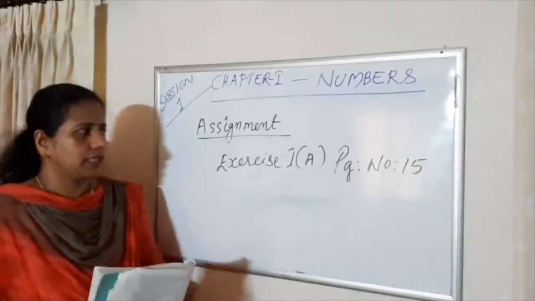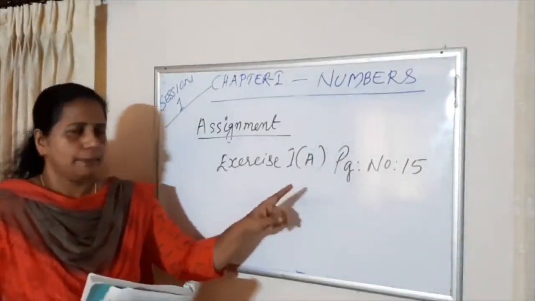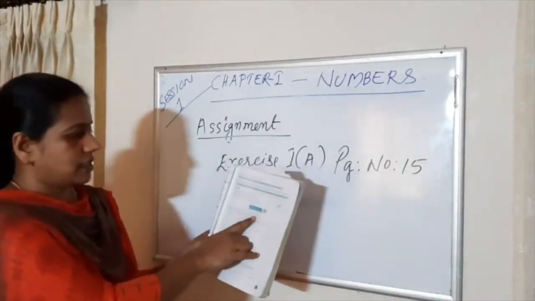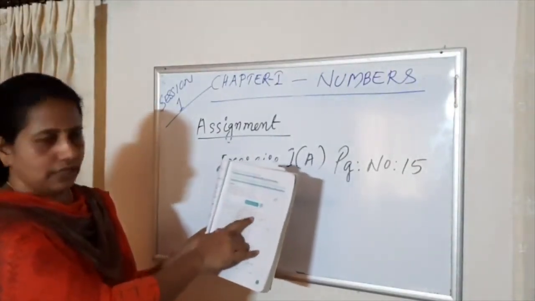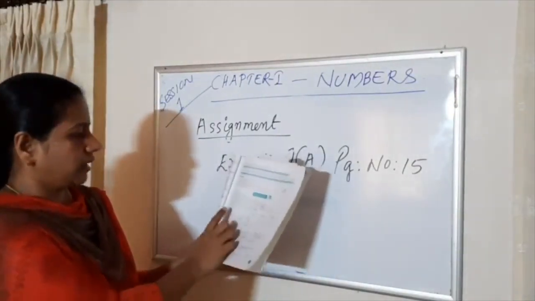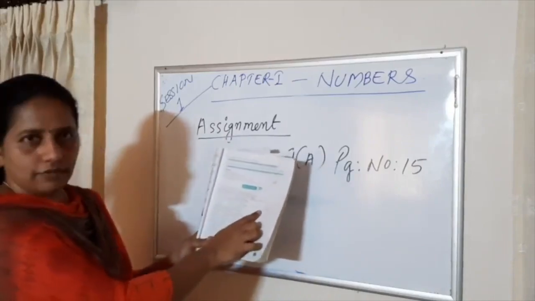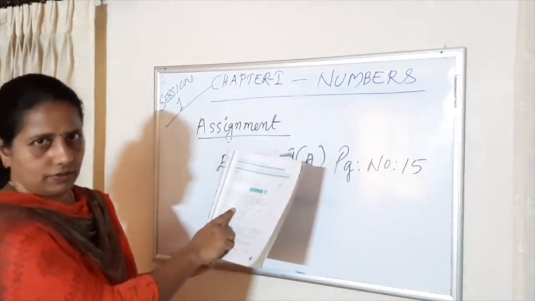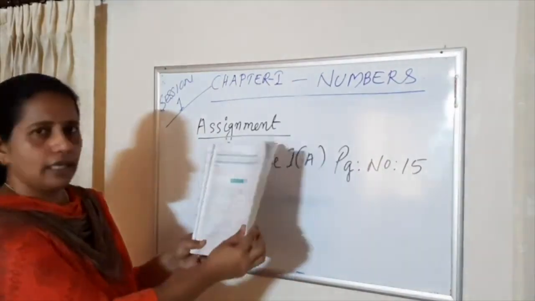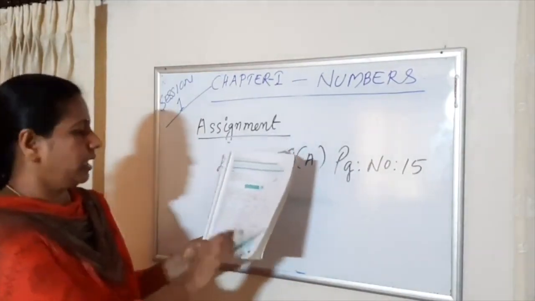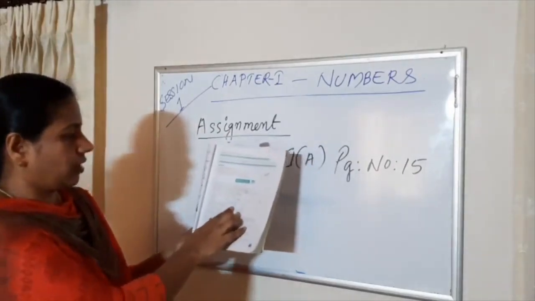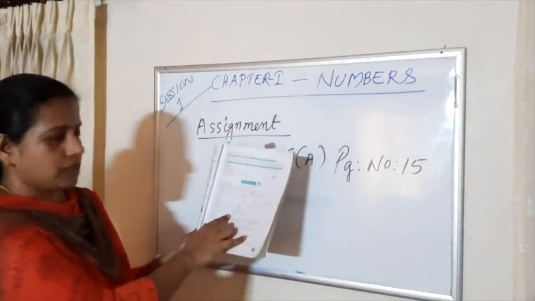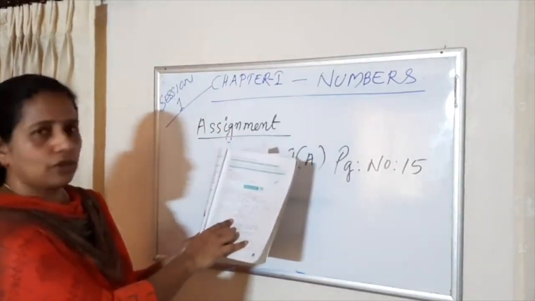Next, assignment: Exercise 1, page number 15. Answer the following questions. 5 questions are fill in the blanks, easy to do. The next one, write the following numbers in words. We have already studied it in 5th standard. You can write it easily. If you have any doubt, ask me. Okay, then next one, write the following numbers in numerals. That also you studied in 5th standard. I can upload.